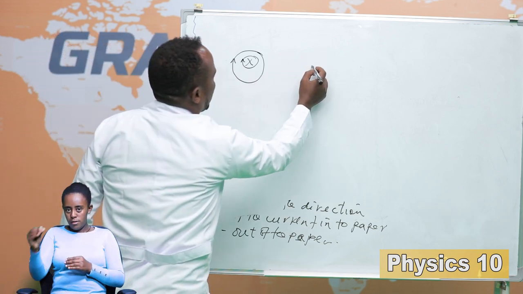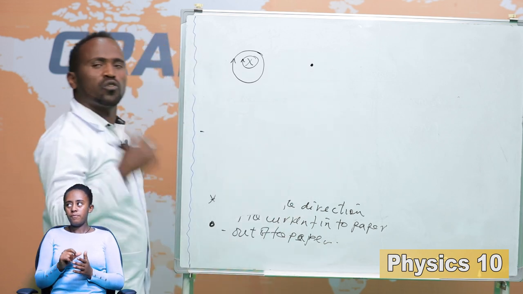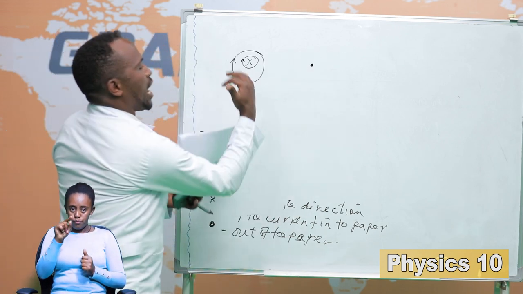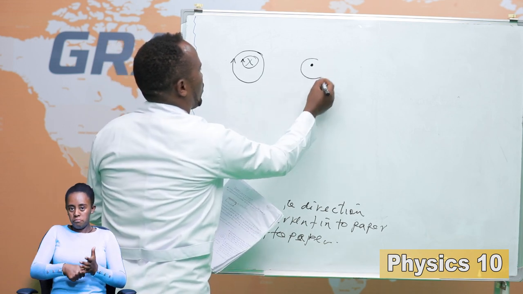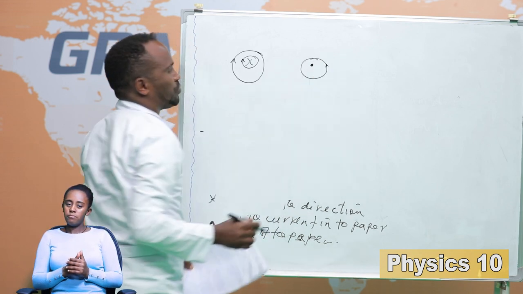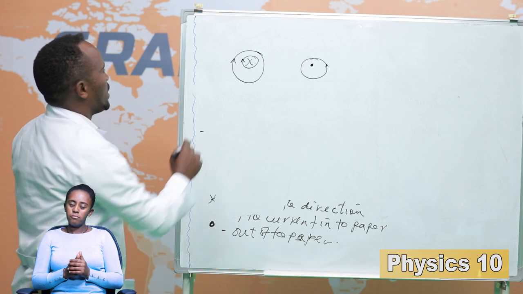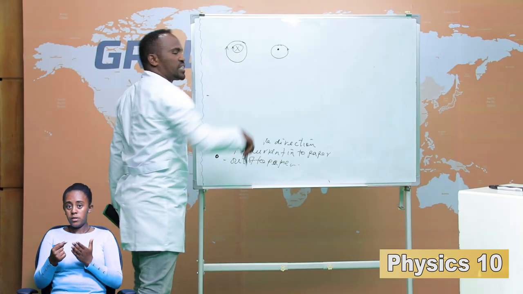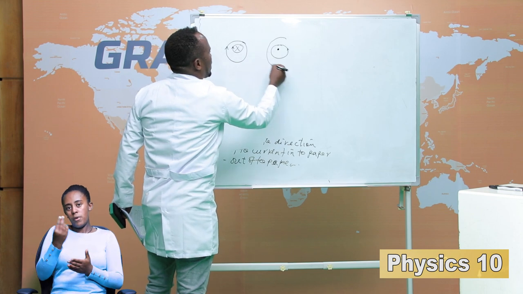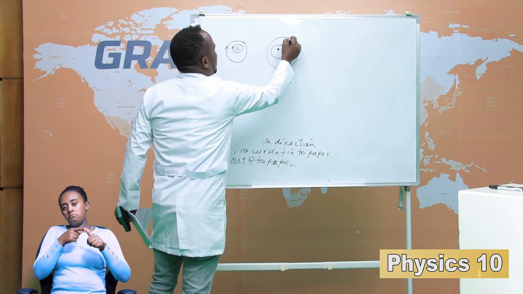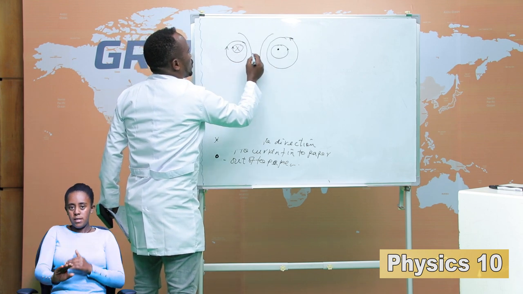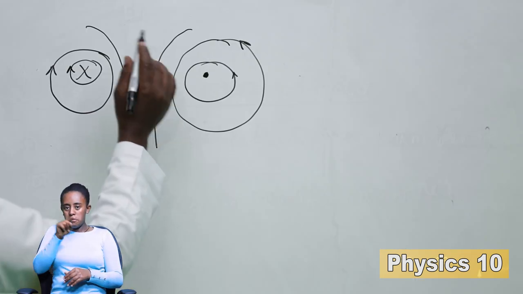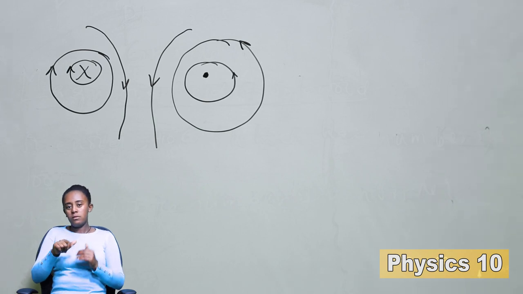And for example, if I take this one out of the paper and use my right-hand rule, the direction of the magnetic field is to this direction, and this one is to this direction. This is by using our right-hand rule. So the magnetic field inside this coil looks like this. This is how to determine the direction of the magnetic field using our right-hand rule.